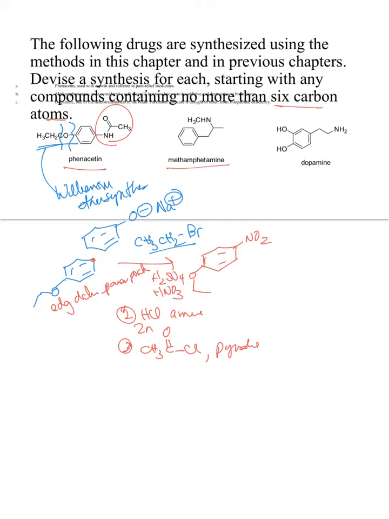All right, the next one, methamphetamine. So retrosynthesis, when you're looking at this, you can have the benzene ring here, and we could do a Friedel-Crafts acylation, and then, so let's look at that. So we're going to go with benzene and our Friedel-Crafts acylation.